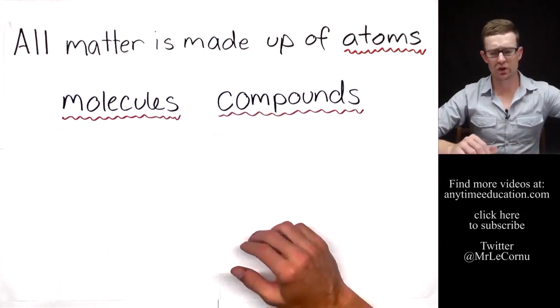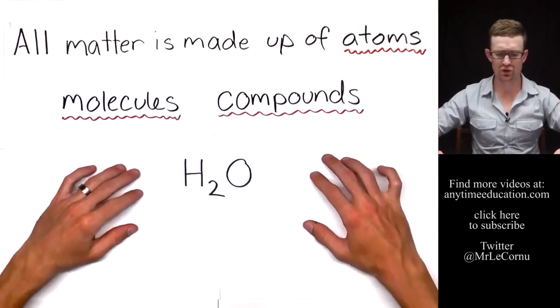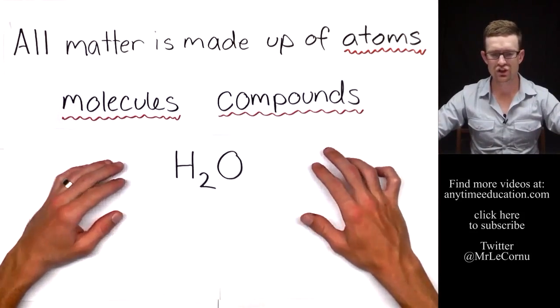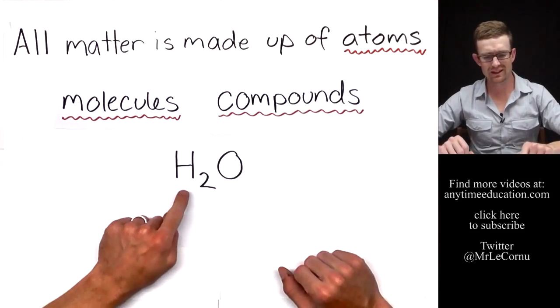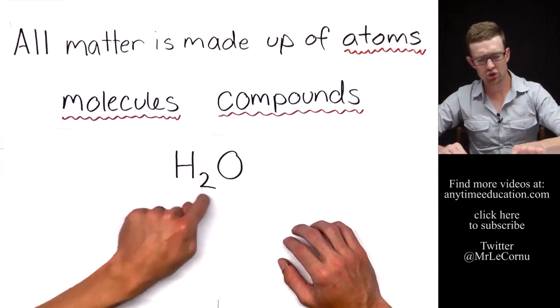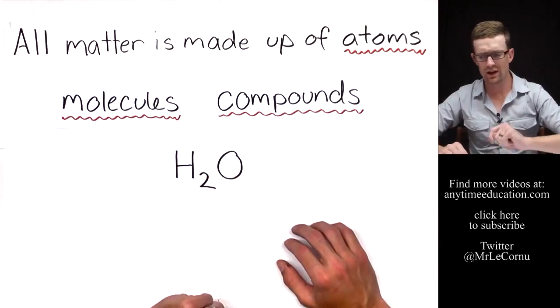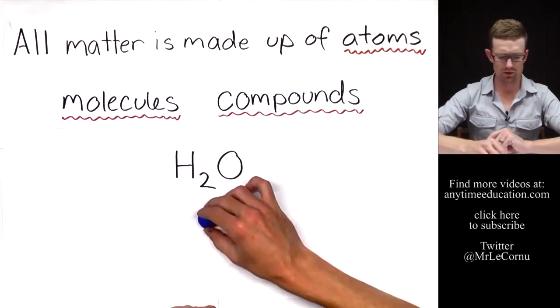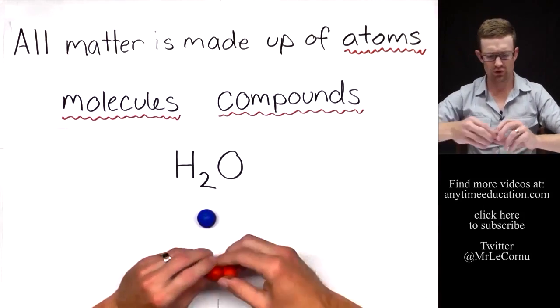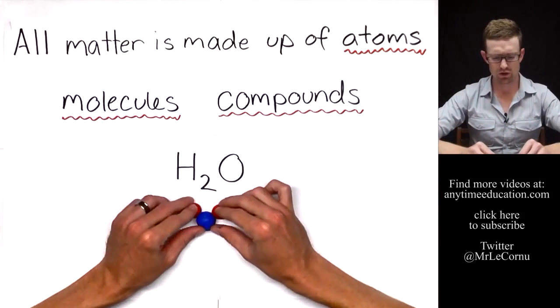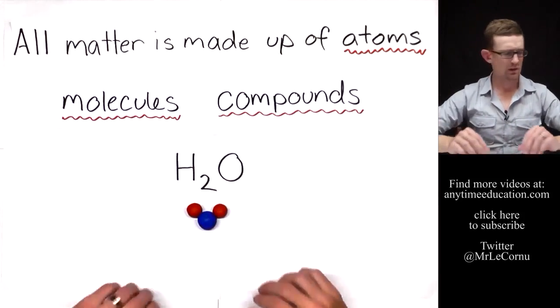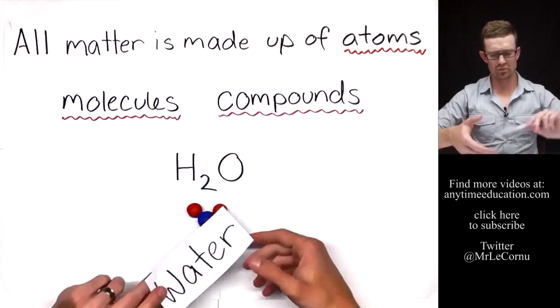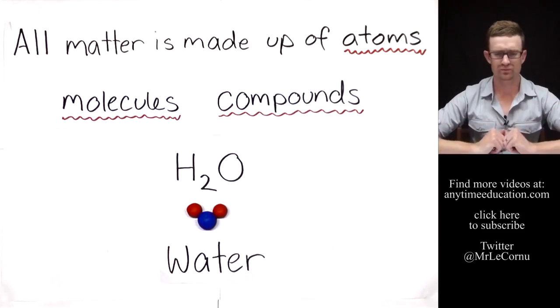An example of a compound is one that I'm sure you've all heard of, H2O. That means it's a molecule made of 2 hydrogen atoms and 1 oxygen atom. So let's get our 1 oxygen atom, put it together with our 2 hydrogen atoms. That makes the compound water.